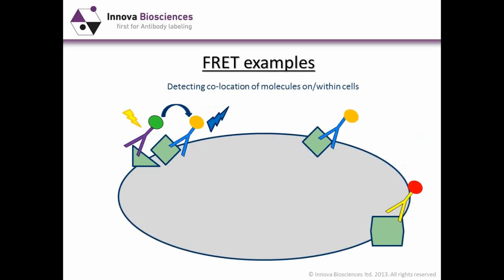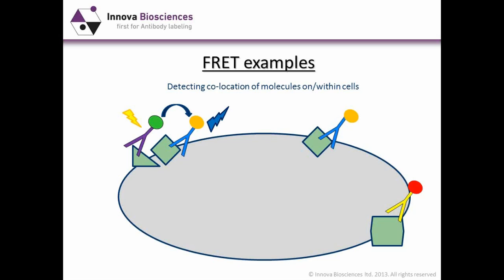In another example, you can actually use FRET for detecting the co-location of molecules on or within cells. This again is a very common application for FRET. In this cartoon, we have a diamond-shaped cell surface molecule which has been detected with this antibody. We have a triangular-shaped cell surface molecule and a square-shaped cell surface molecule. And you can see quite clearly that the diamond and the triangle interact quite closely at the cell surface.